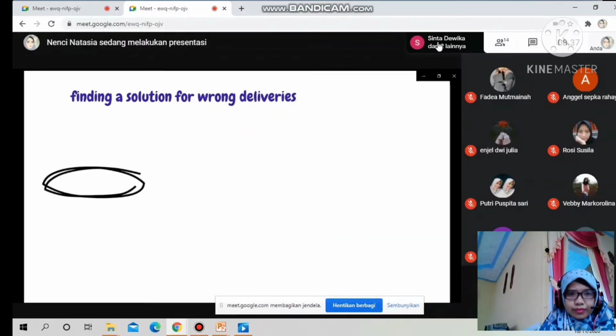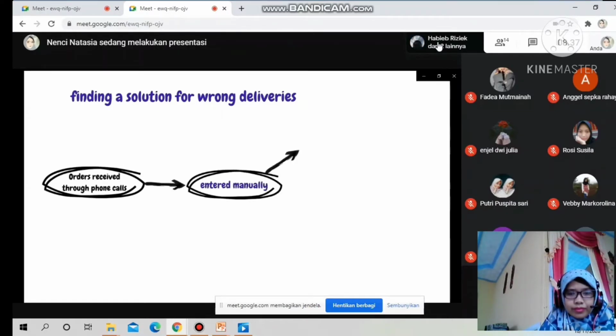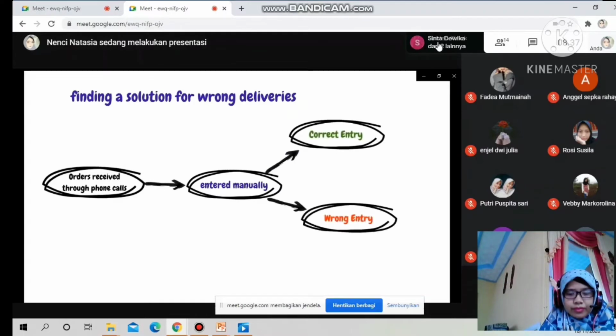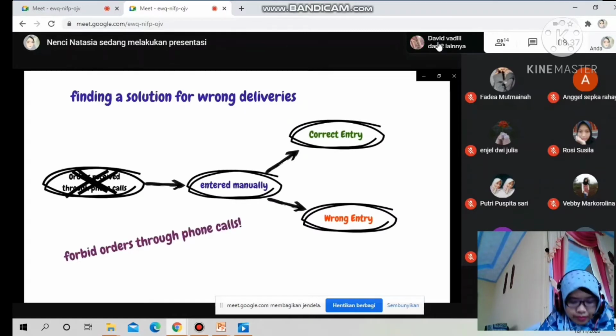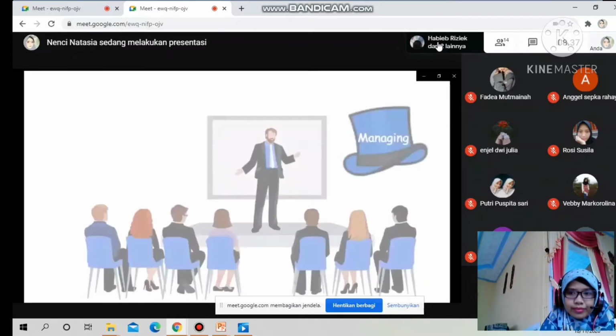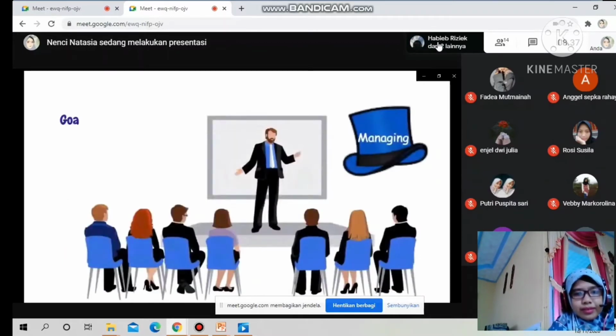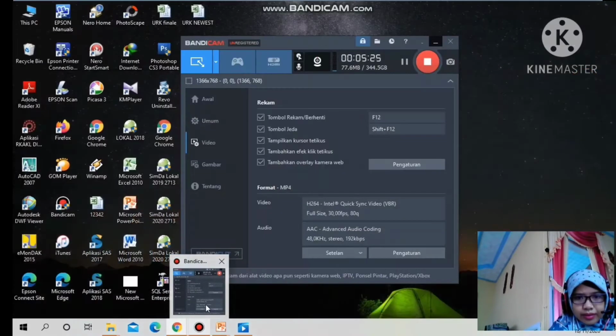Wrong deliveries happened because of orders which were received through phone calls and had to be entered manually. Some of these manually entered orders were entered wrong. The idea in a solution was to forbid orders through phone calls. In our exercise, we will be evaluating this idea using the 6 thinking hats. Blue hat starts with explaining the goal of the meeting. Then everyone uses the white hat to give facts.